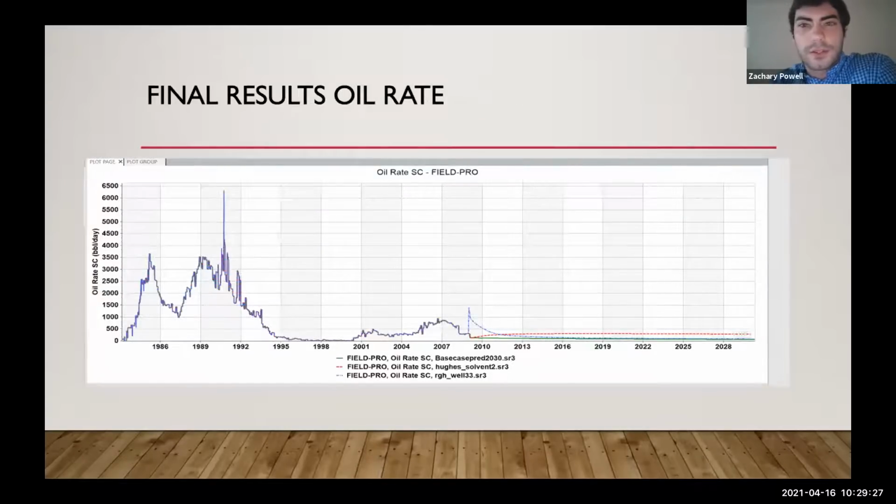And this is oil rate, and this is throughout the entire history. And it's the same colors as the last slide: base case in green, solvent in red, and well 33 in blue. And if you look at 2009, you can see a huge spike in oil flow rate. That's well 33. So we saw extremely high flow rates in well 33 initially, and then you can see the flow rate drops off very fast.